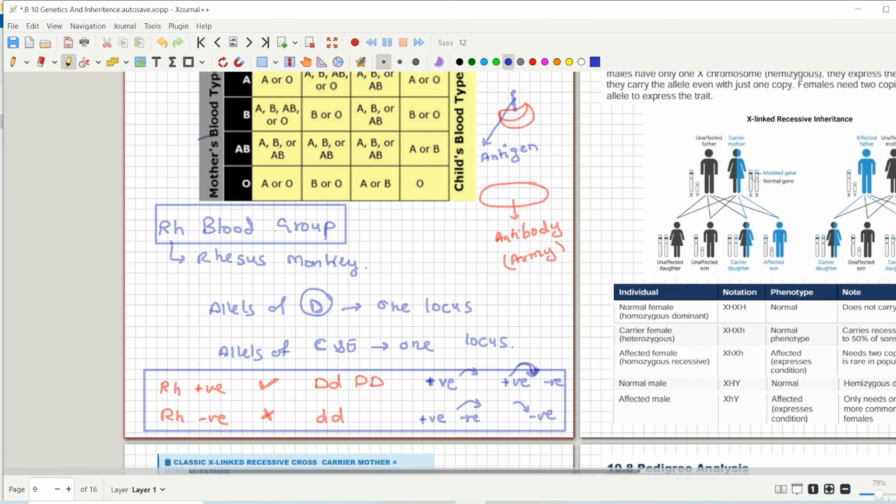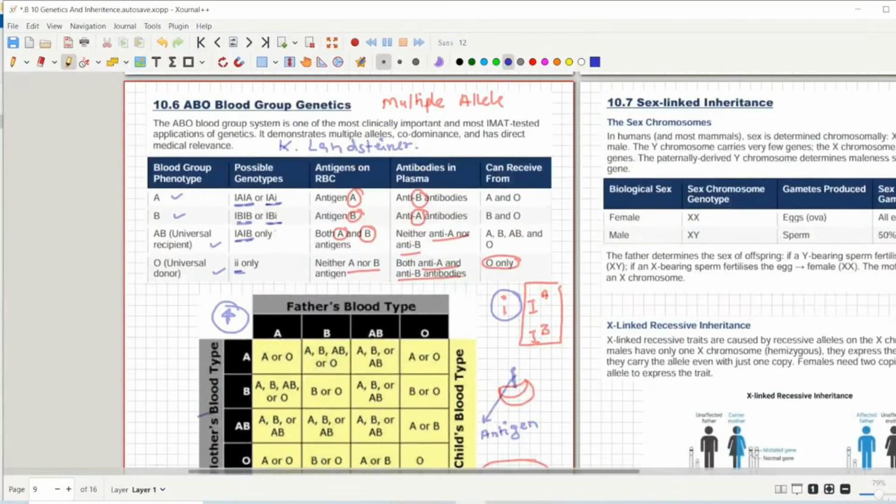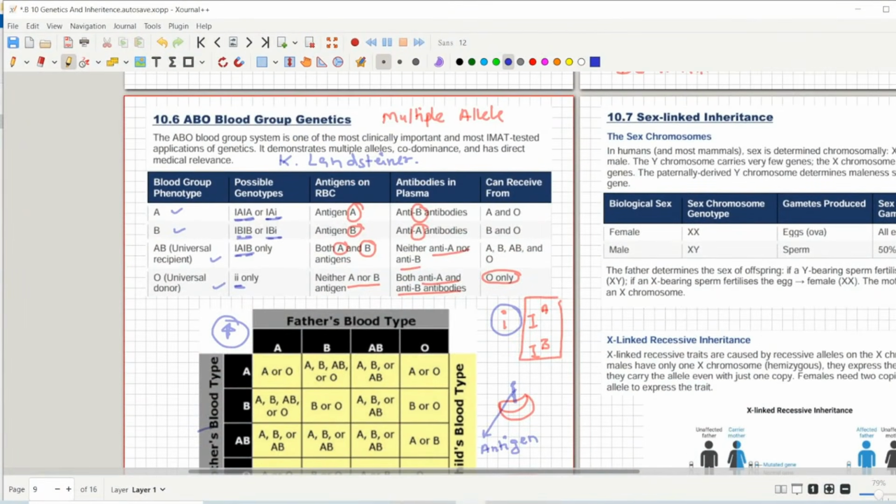The arrow is telling you about receiving, this arrow is telling you about donation, this arrow is also about donation, this arrow is about receiving. So Rh positive can donate to positive and receive from positive and negative, while negative can donate to positive and negative too, but can only receive from negative. So these were the things that you have to keep in mind about the Rh blood group system. This was about blood group systems related to your IMAT exam. You have to be really careful about what could be asked from this blood group genetics.